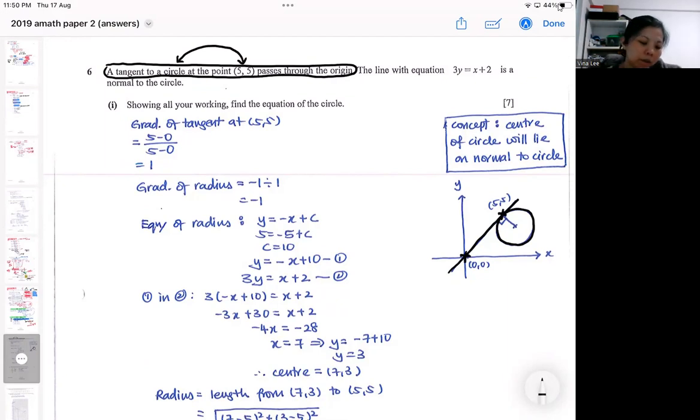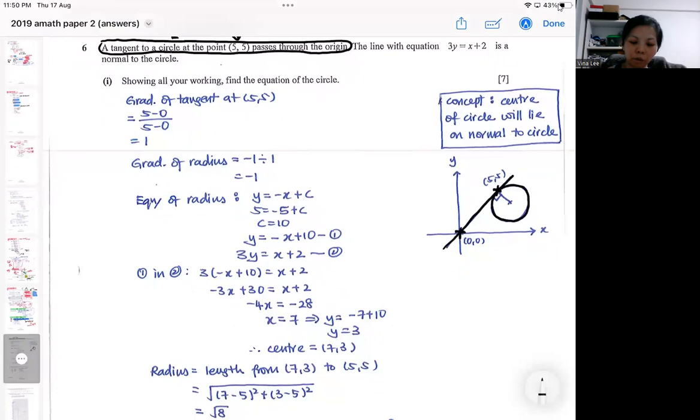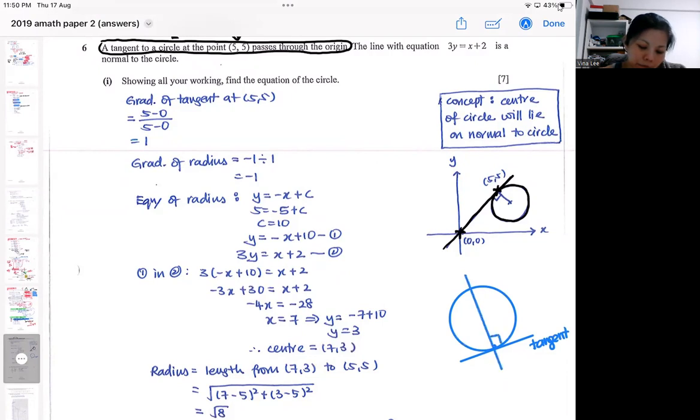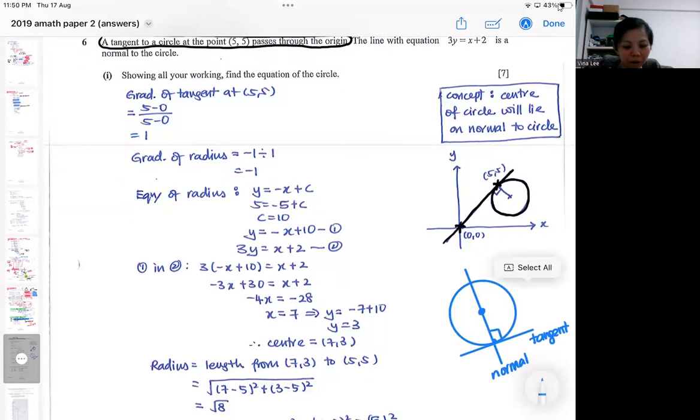And then they gave us the equation of the normal. So you do need to understand that the center of the circle will lie on the normal. Let me explain this property in case you didn't know. Usually we have a tangent, and we know there's a relationship between tangent and normal. Tangent and normal are usually perpendicular. And because of this, the normal passes through the center. The equation of a normal will pass through a center.